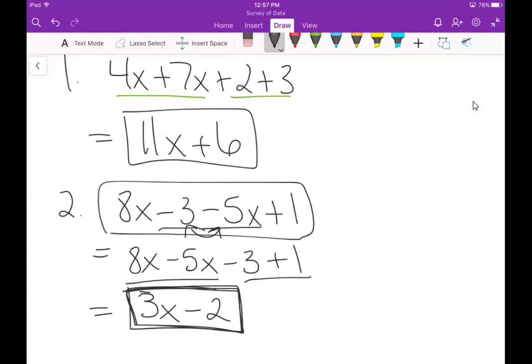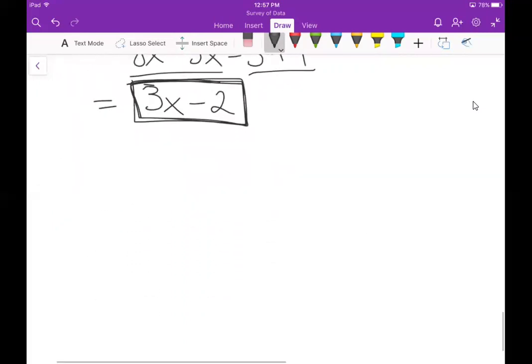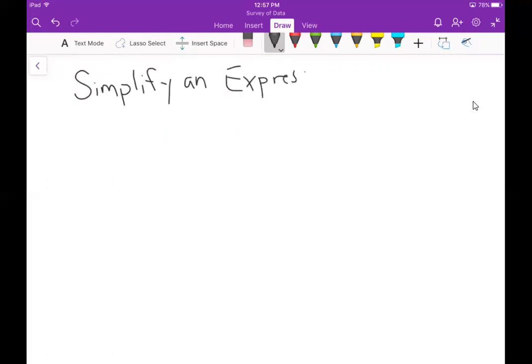Okay? So you really start to see how this simplifying comes together as we combine these two steps that we've been working on. So what we really want to do now is look at some more complicated examples and really see how to simplify an expression. So I do want to give you a couple of steps here. In order to simplify an expression, we've gone through two different steps, and you want to do them in the order that we just did.